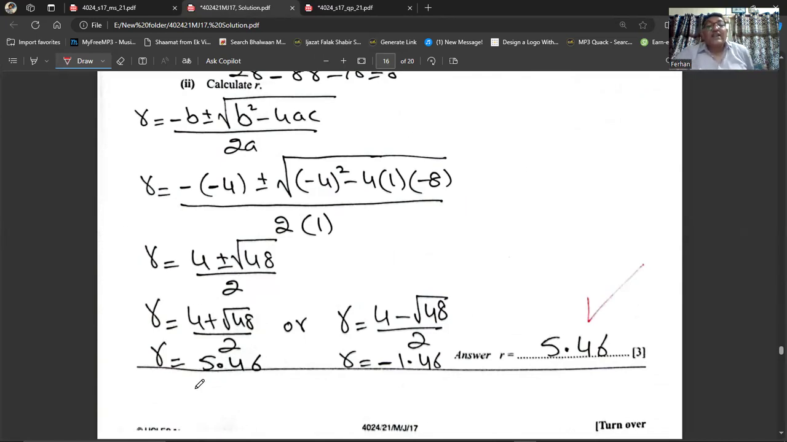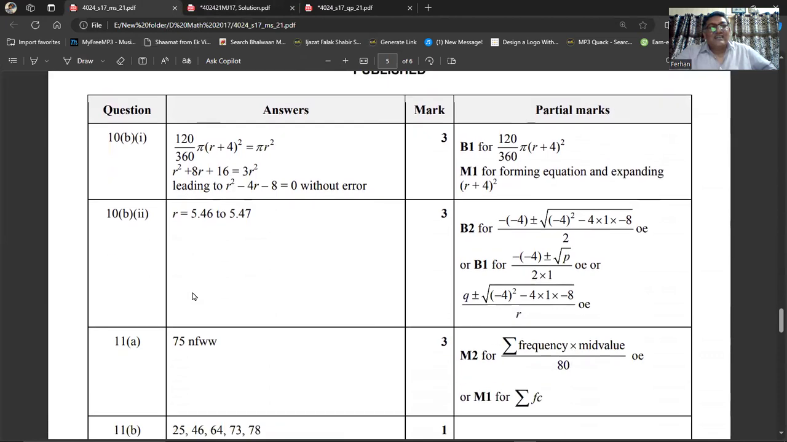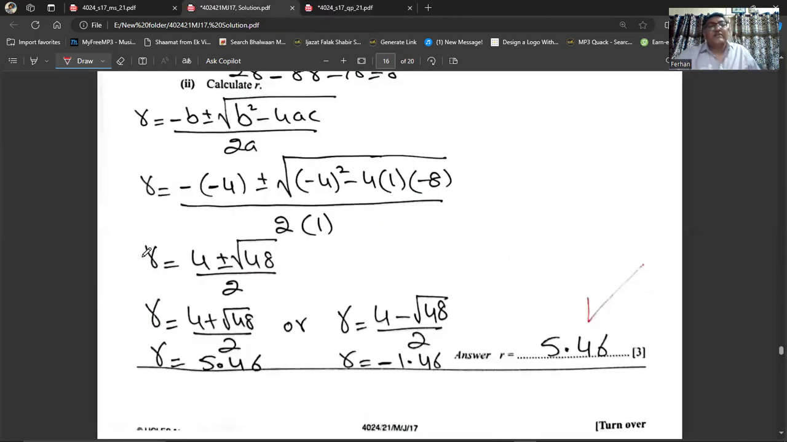And at the end, you will have r equals 5.46 and r equals minus 1.46. Because this is a negative value, and the radius cannot be negative, the radius is positive, so the r value will be 5.46. I hope I don't have to explain this calculation here. The radius is from 5.46 to 5.47. This is how we have done this.